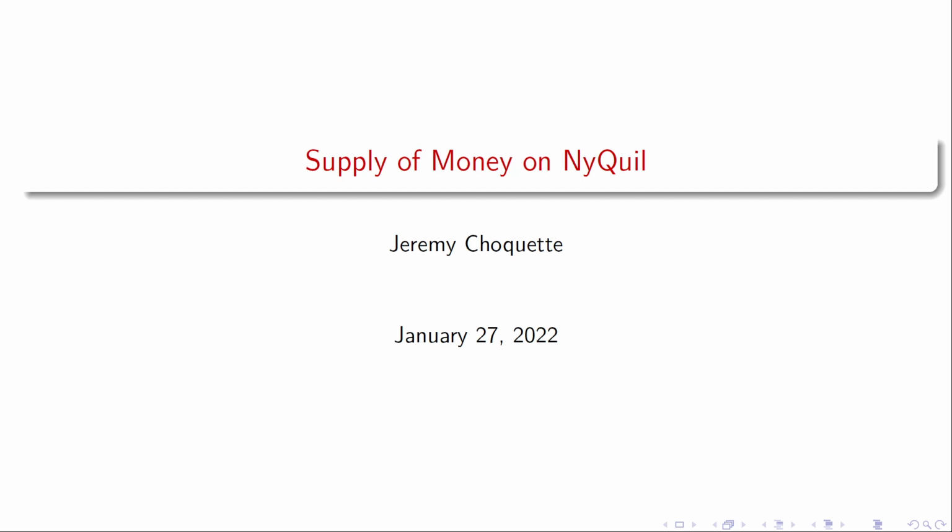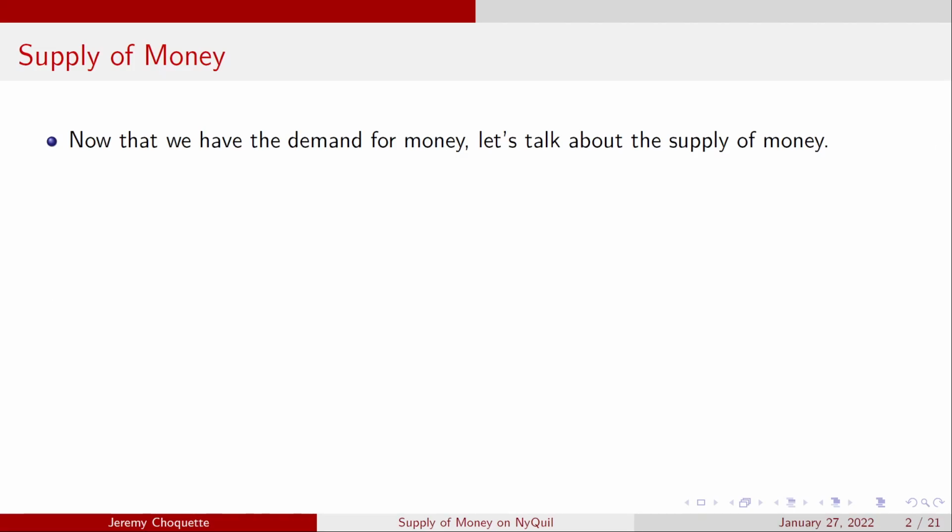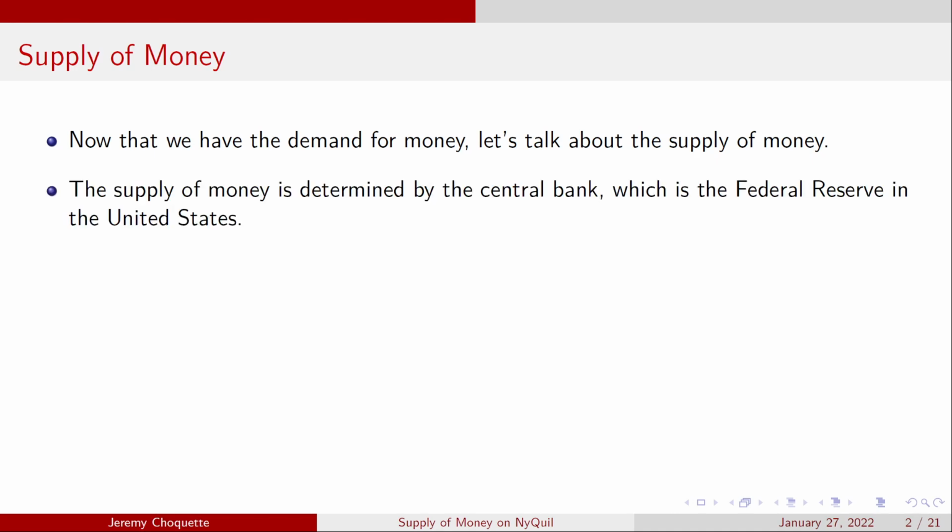Let's talk about the supply of money. Last time we talked about the demand for money, so it really only makes sense. This time we should be talking about the supply of money, and the next lecture after this is going to be equilibrium in money markets, because once you talk about the demand for money and the supply of money, you might as well set them equal to each other and get the equilibria, and that's where the cool stuff starts to come into play.